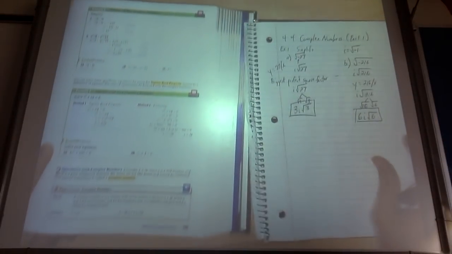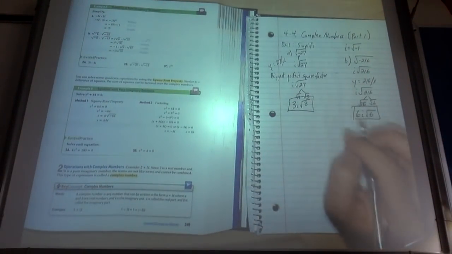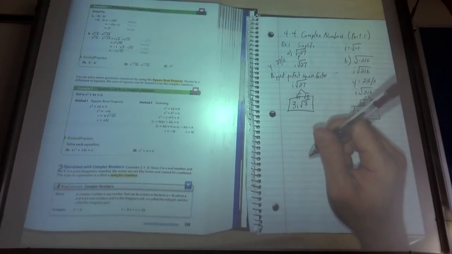All right, let's look at simplifying. I'm going to split this up into a couple of parts. When you simplify i's, it's just like a variable in terms of like terms.